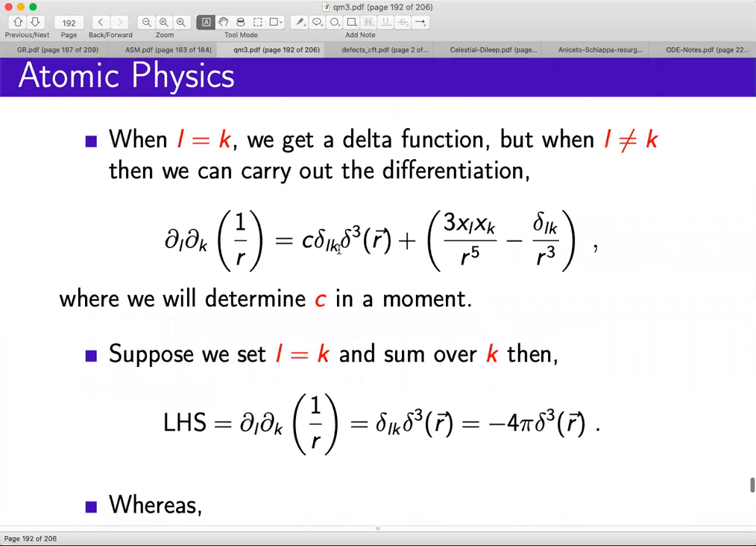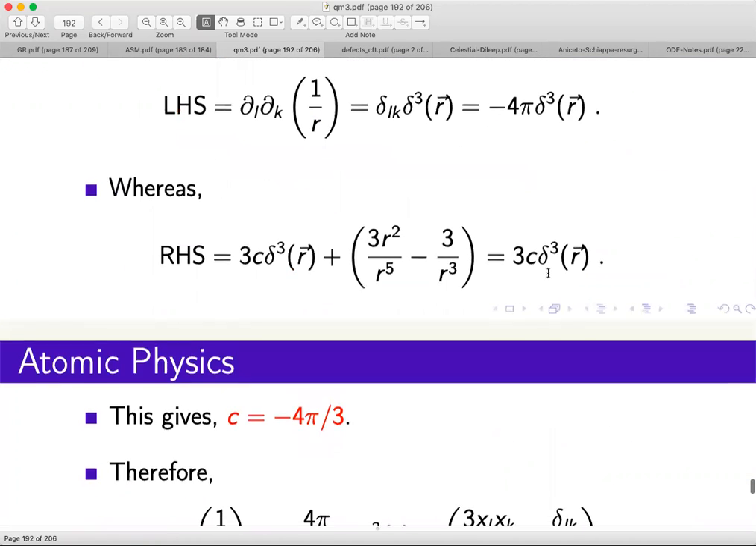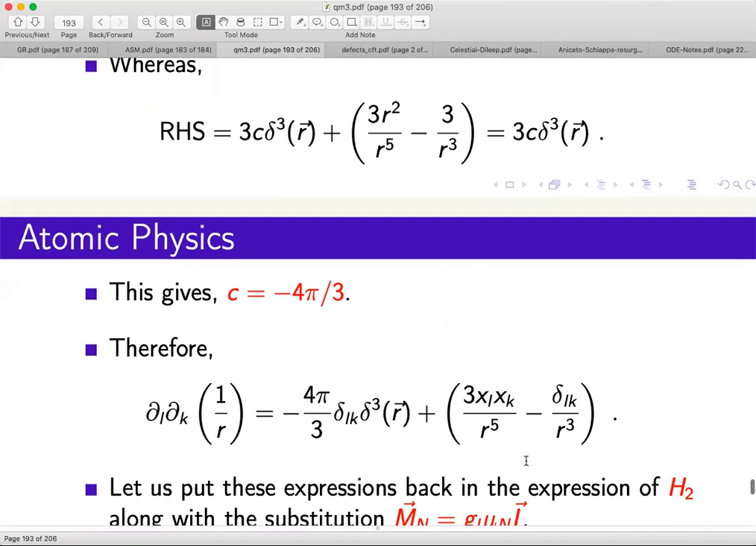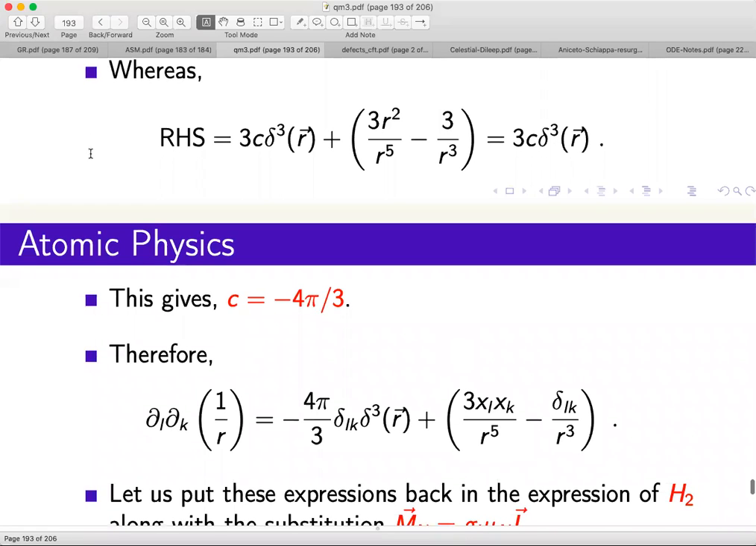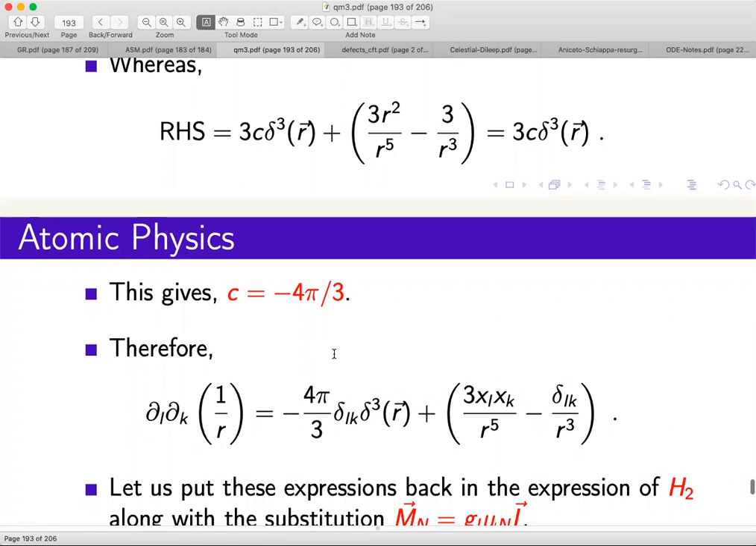So we have figured out what this expression is. This is minus 4 pi by 3 delta Lk times the delta function plus 3 times Lxk upon r to the phi minus delta Lk upon r cube. That is the total expression, it's written out here. Is that okay? Hello? Yeah, okay. I'm always worried about not being connected actually.